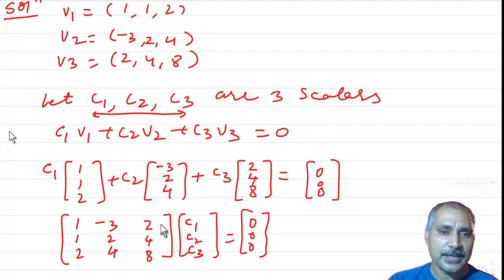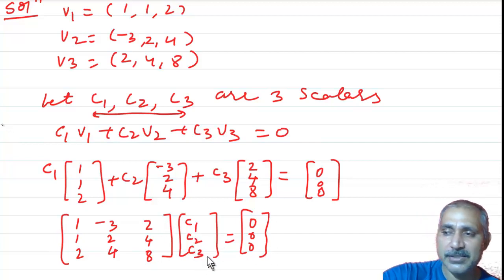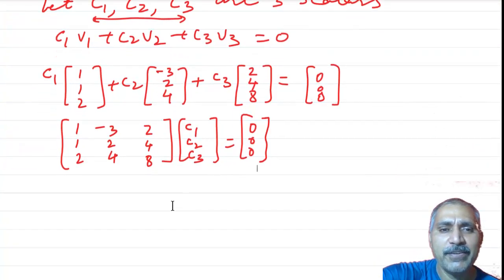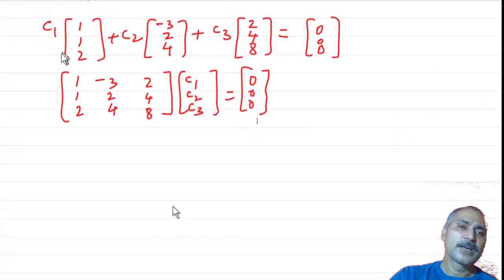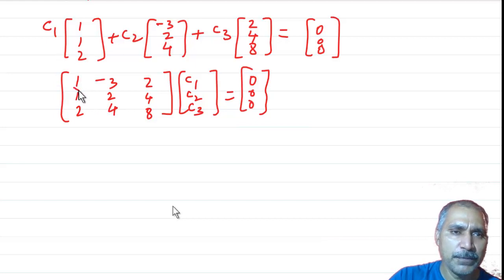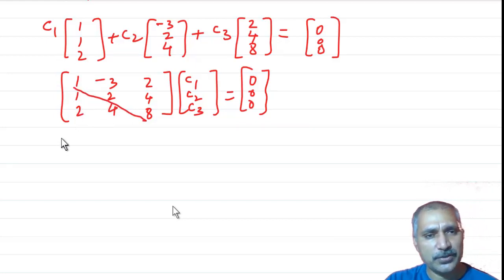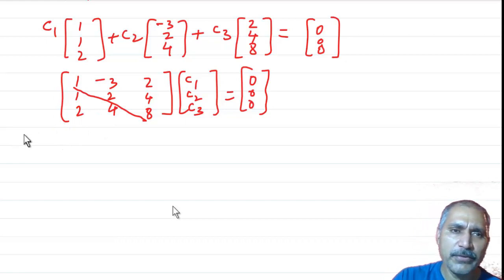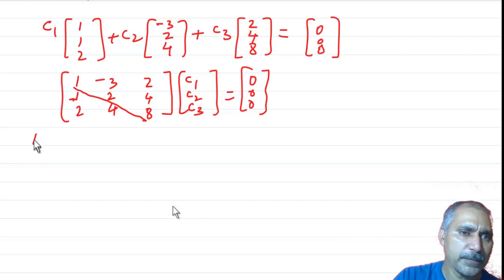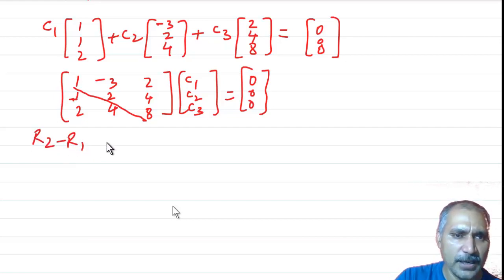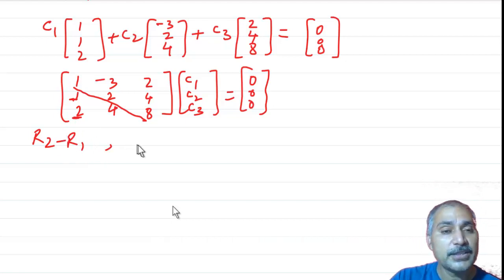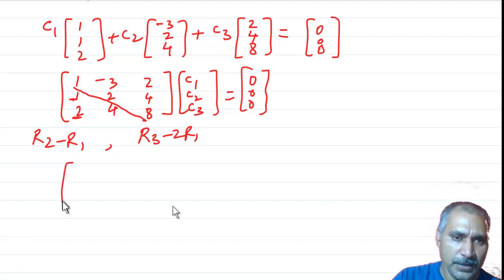The right side is 0, and we have three variables C1, C2, and C3. Now we will be finding the rank of this one. That means below this diagonal, we will try to make these three elements 0. To do that, this is 1, this is also 1, we will subtract, that is R2 minus R1. And to make this 2 as 0, we will do R3 minus 2 times R1. Let us do that operation.